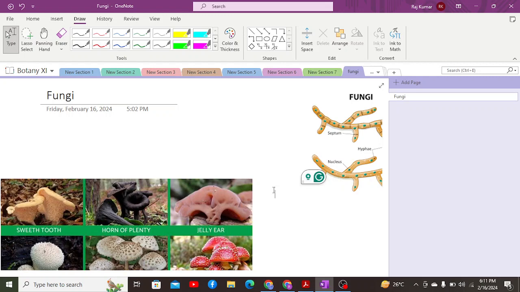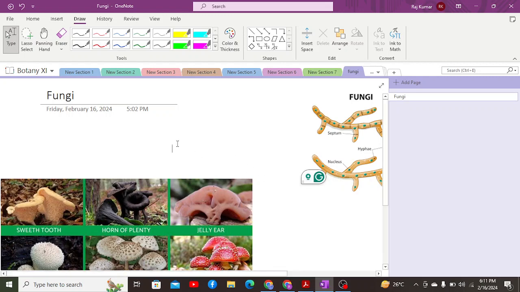And in animal-like characteristics, they do not have plastids, and they have heterotrophic nutrition. They have a chitinous cell wall, and they have reserve food as glycogen and oil rather than starch. These are some characteristics which are common to both.